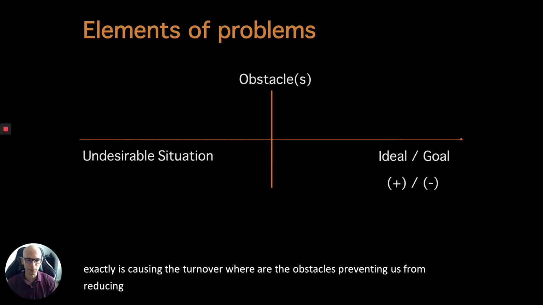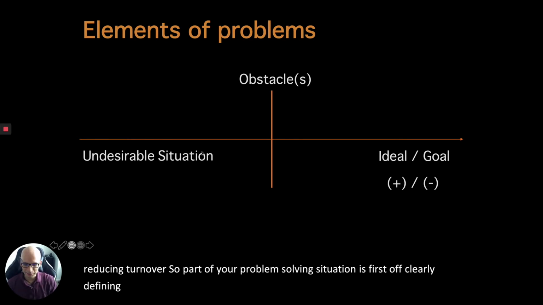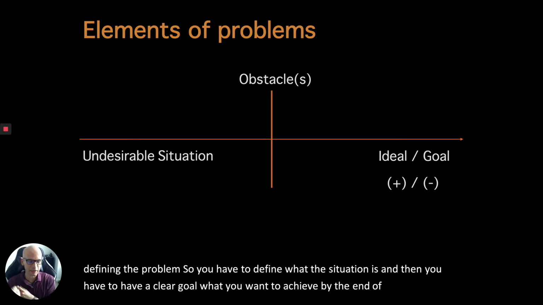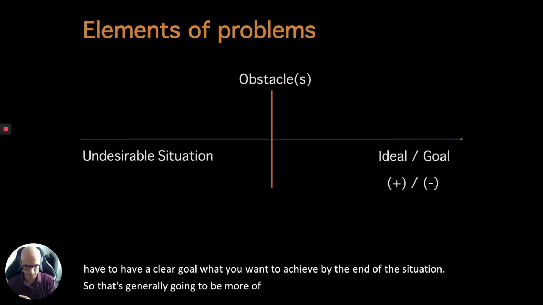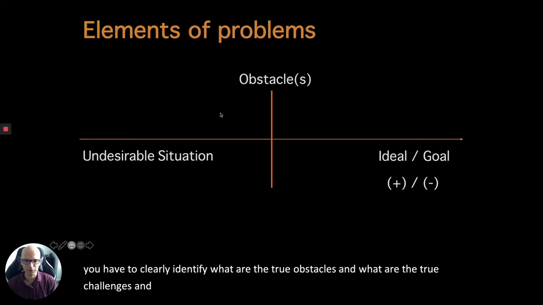So part of your problem solving situation is first off, clearly defining the problem. So you have to define what the situation is. And then you have to have a clear goal, what you want to achieve by the end of the situation. So that's generally going to be more of something or less of something. And then you have to clearly identify what are the true obstacles and what are the true challenges and barriers that are preventing us from reaching our goal.